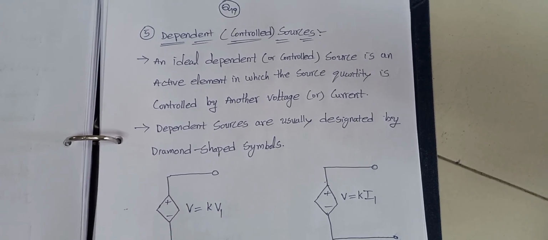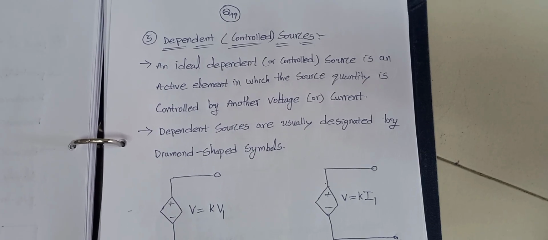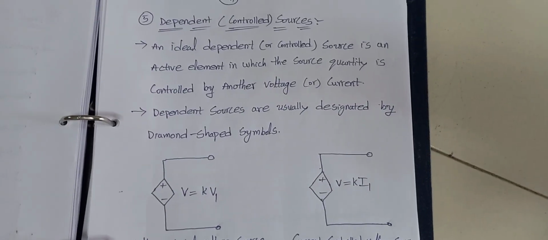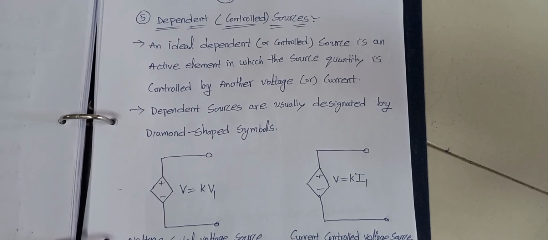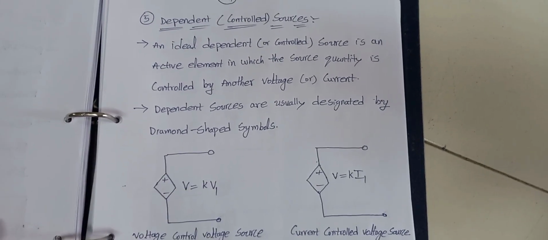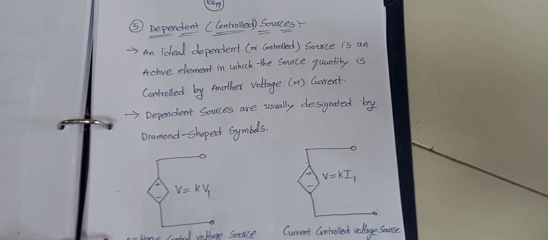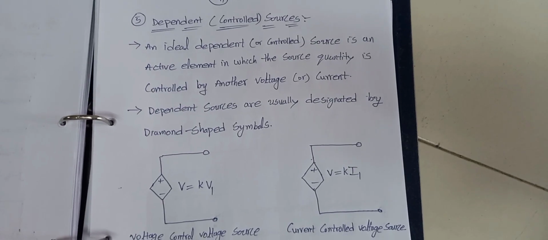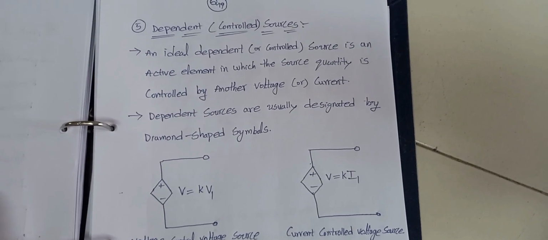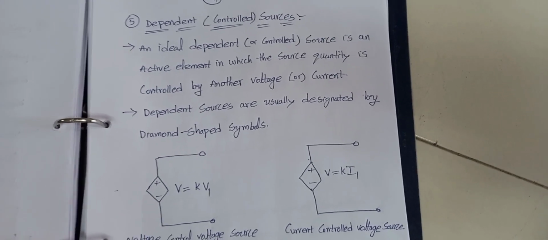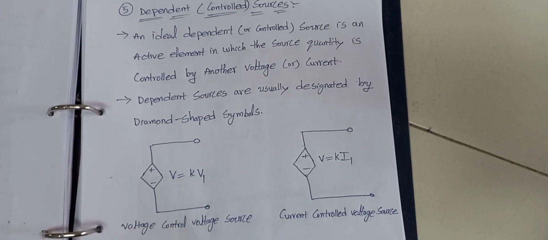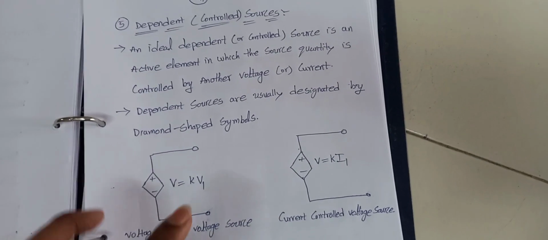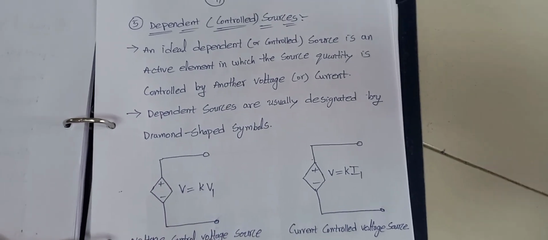So here we have 4 different types of dependent sources. Simply we are taking one current source, and by using that current source we can control the voltage or current. Same thing, we are taking one voltage source, and by using that voltage source we are controlling either a voltage or a current. So it means for our current source we have 2 diagrams, and for voltage source we have 2 diagrams.